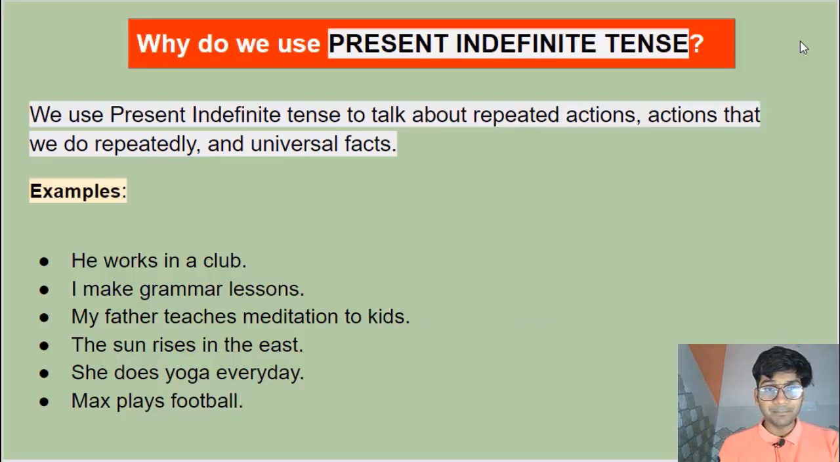Now, let me show you some examples of present indefinite tense. Some statements, some sentences in present indefinite tense, right? He works in a club. He does it and he does it over and over again. He works there, right? I make grammar lessons. I do this over and over again. It's not like I just did it for once and I never did it. No, I do this over and over again. This is a regular action. It happens all the time, right?